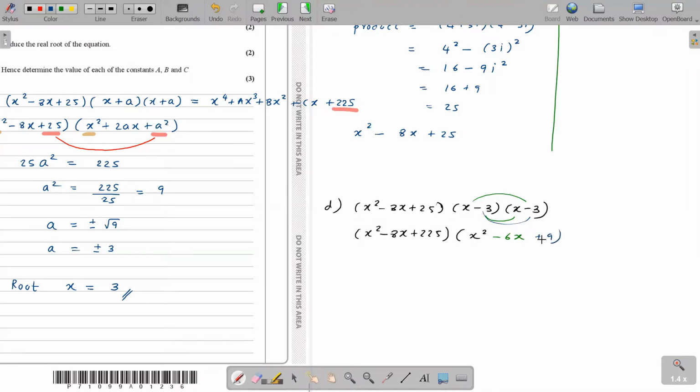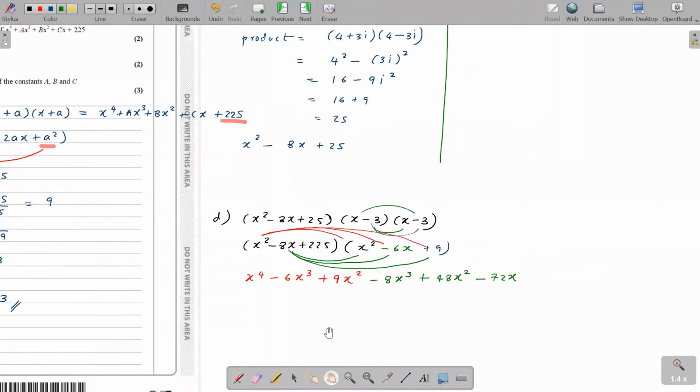Shall we expand the bracket and get the values? Can you expand? Starting with x square. X square into x square is x to the power 4. X square into minus 6x is minus 6x cube, right? And then x square into plus 9 is plus 9x square. Are you with me? The next one, minus 8x into x square is minus 8x cube. Minus 8x into minus 6x is plus 48x square, and minus 8x into plus 9 is minus 72x.